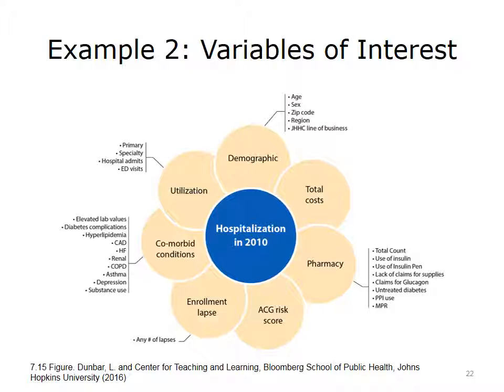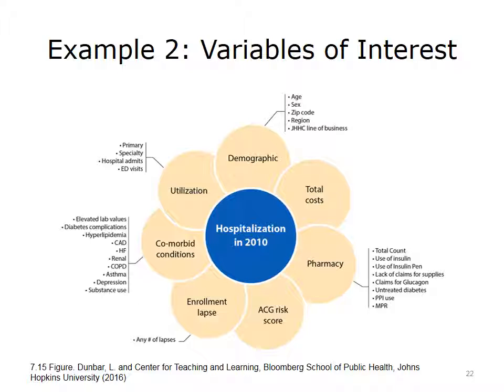Pharmacy predictors. Here they looked at the total count of medications, whether the patient was using insulin, an insulin pen, whether there was a lack of claims for certain supplies that would indicate the patient was engaging in self-management behaviors. Were there claims for glucagon? Was there untreated diabetes, PPI use? And you also have medication possession ratios, which we talked about earlier in the presentation. The adjusted clinical group's risk score, the overall risk score for future utilization, is a measure of comorbidity and how that comorbidity impacts future utilization.